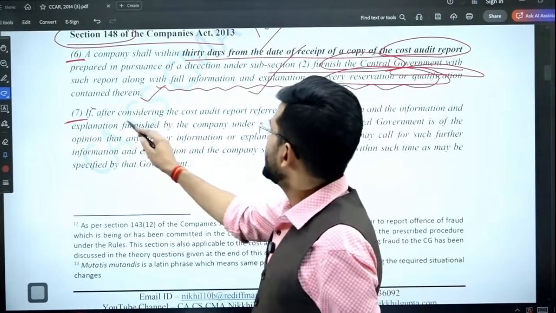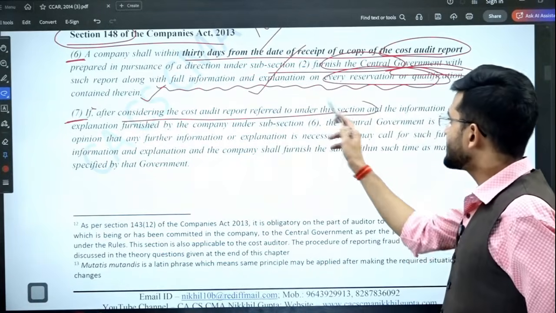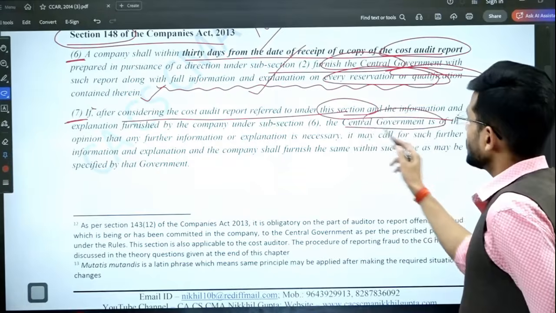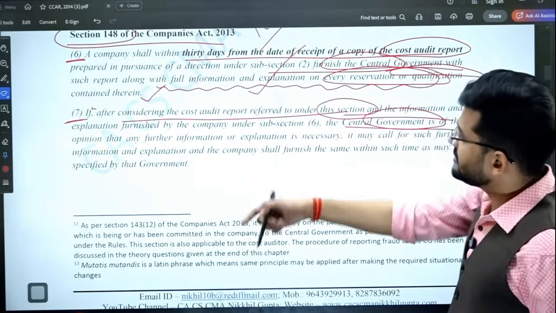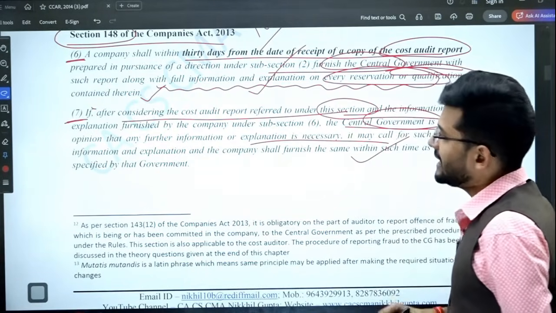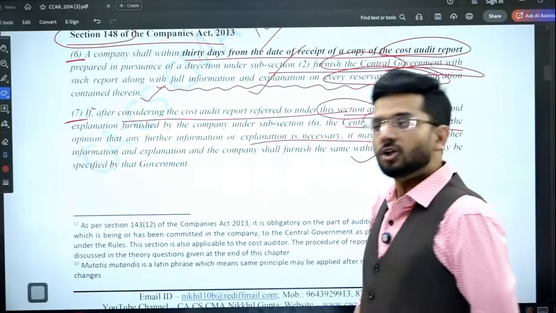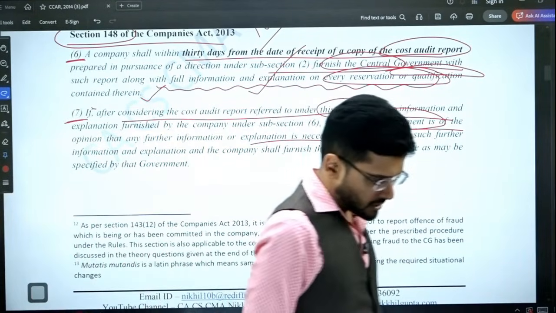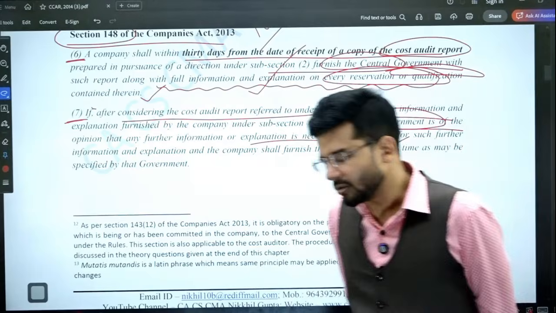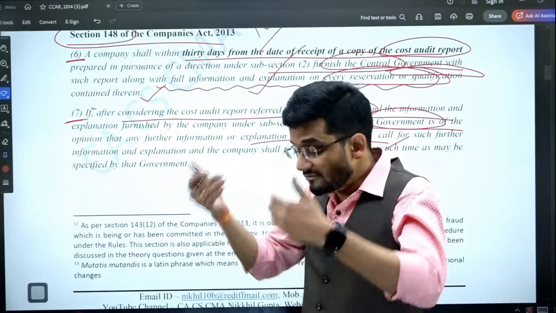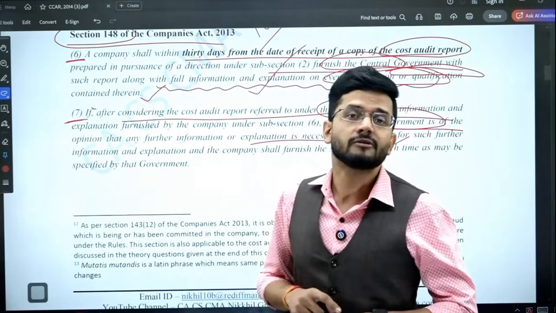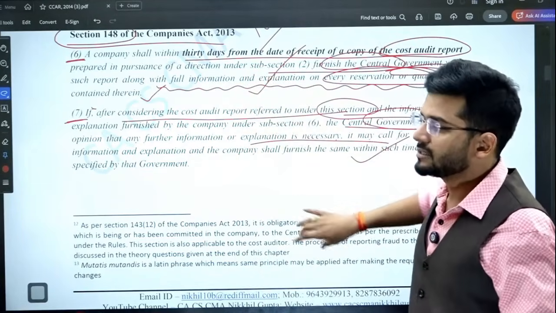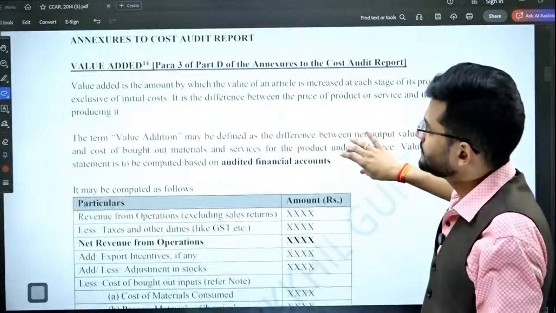Then sub-section 7. If after considering the cost audit report referred to in the section, and the information and explanation furnished by the company, the central government is of the opinion that any further information is required to be given, then that can be called for by the central government. Usually the central government doesn't go into details of cost audit reports and the explanation of the cost audit reports. But if they do and want some other information from the company, they can ask the company to give the information. That is also open to the central government. The central government has this power under sub-section 7.